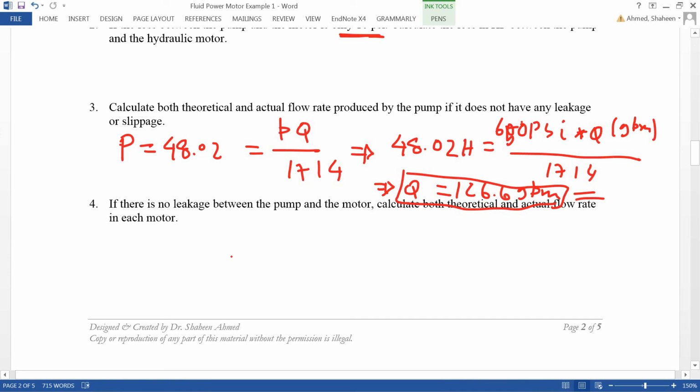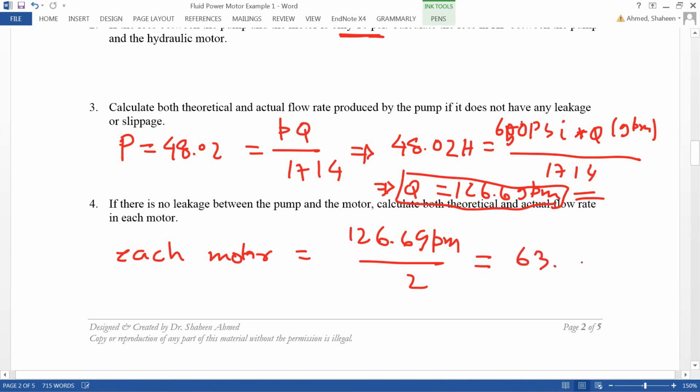Question number 4 says if there is no leakage between pump and motor, calculate theoretical and actual flow rate in each motor. This flow is divided into two motors, so each motor will get half of it: 126.6 gallons per minute divided by 2. Remember, the pressure doesn't get split because it's the same line connected to the pump. It's the flow that is split.